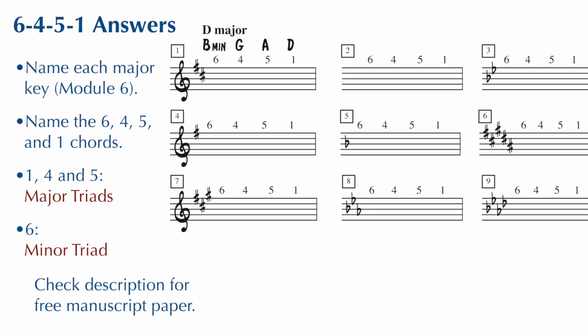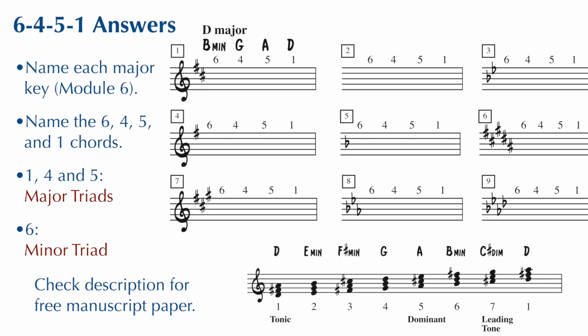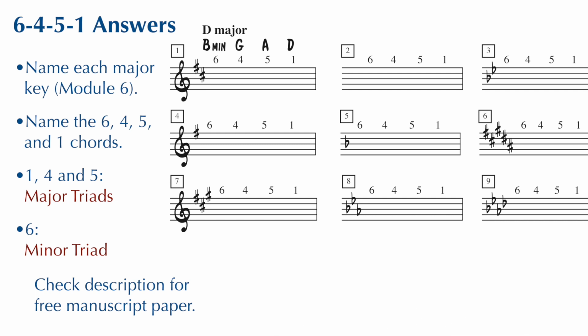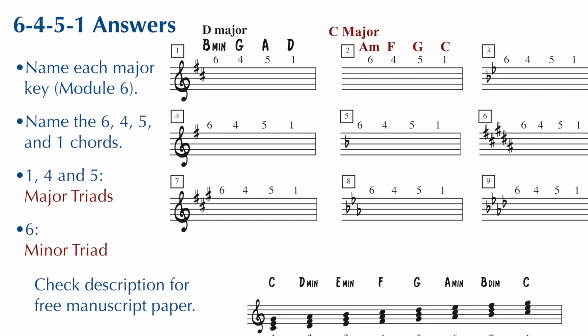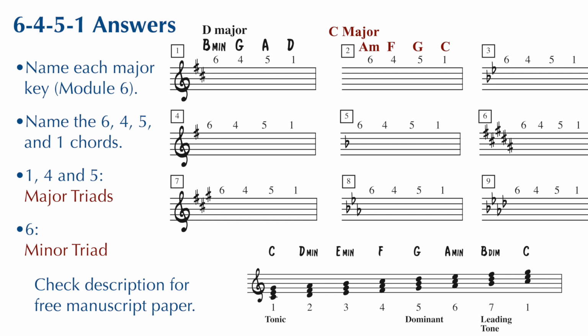Number 1 is already done for you. 2 sharps in the key signature puts you in the key of D major. Write out the D major scale and its triads. Our 6th chord is B minor, our 4 chord is G, 5 chord is A major, and our 1 chord or tonic is D. Number 2 has no key signature. That puts us in the key of C major. Write out the C major scale and its triads. 6 chord is A minor, 4 chord is F, 5 chord is G, and our 1 chord is C.